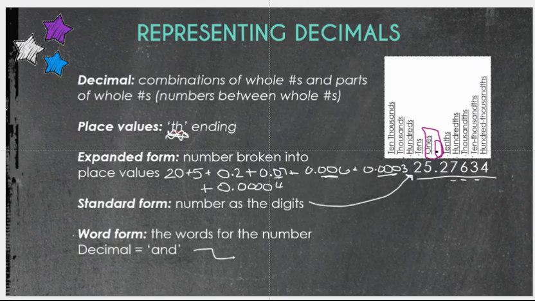And then the word form is basically the words for the number. The decimal point is read as and. The way I explain to students how to read the decimal part of it, pretend that the decimal number's not there. Pretend that this is just your number, 27,634. So you read it as 27,634, and then you tack on the last place value. In this case, our last place value is 100 thousandths. So 27,634 hundred thousandths.